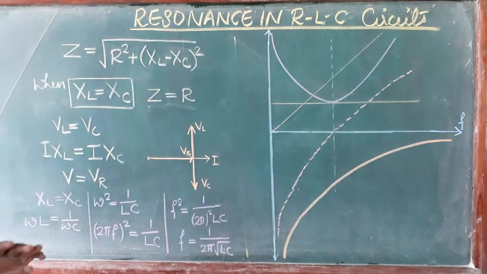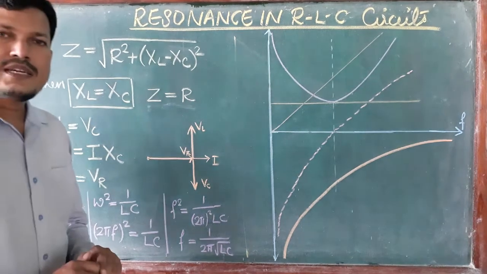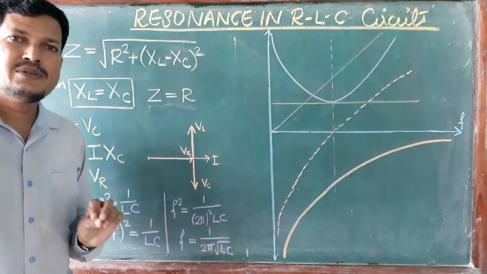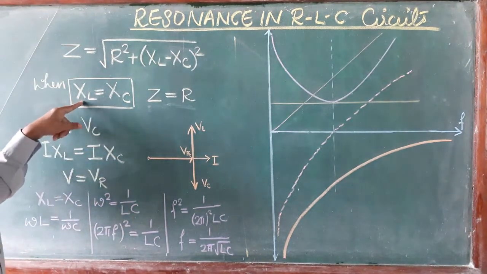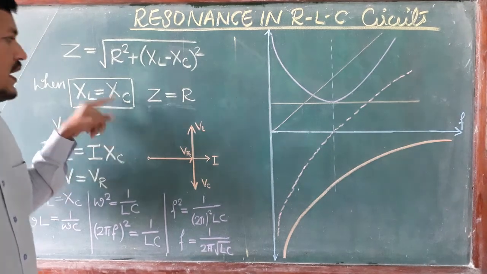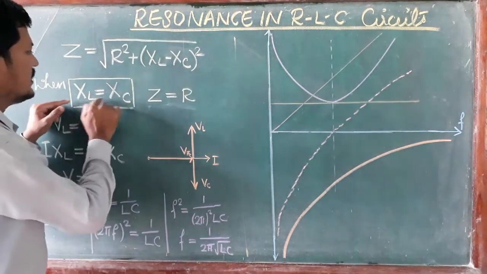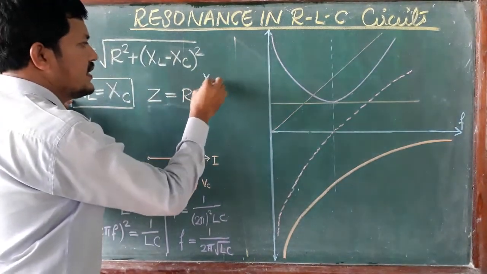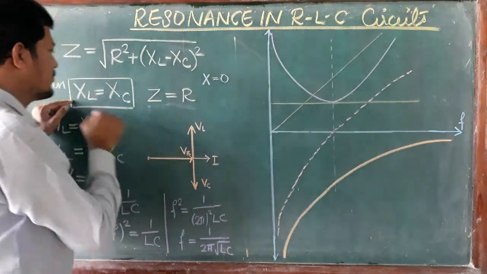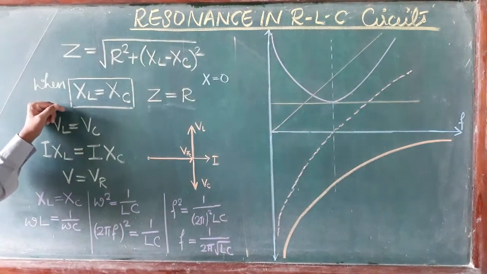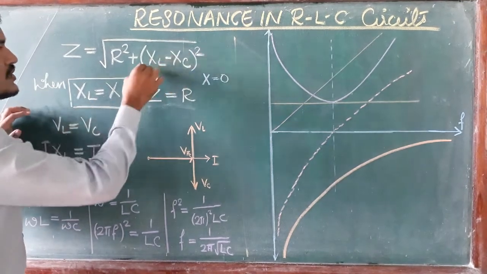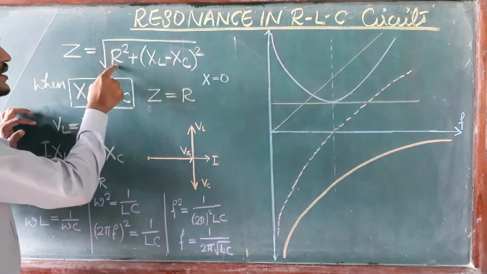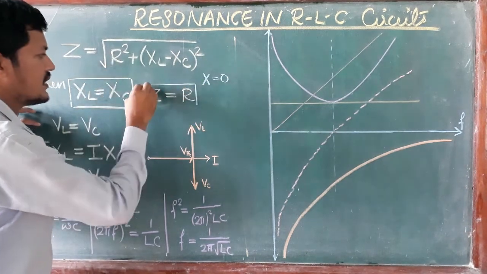Now just imagine one condition. At this condition, the value of inductive reactance equals the capacitive reactance. That means XL is equal to XC, so XL minus XC becomes 0. So the net reactance becomes 0. At this condition, this term becomes 0, so only the square root of R squared remains. The square root of R squared is equal to R. So Z equals R at this condition.